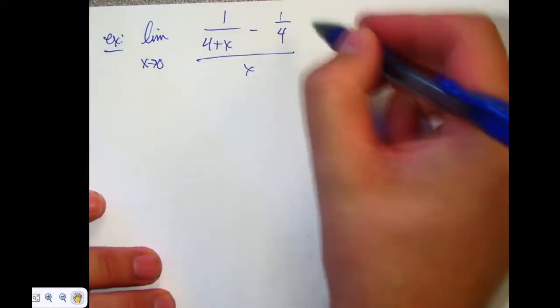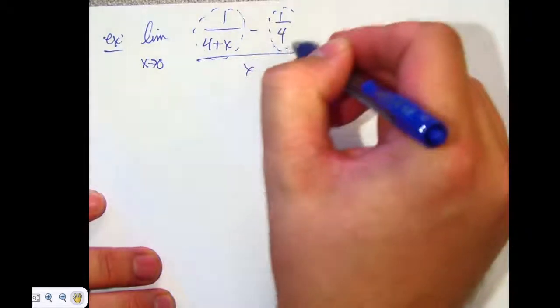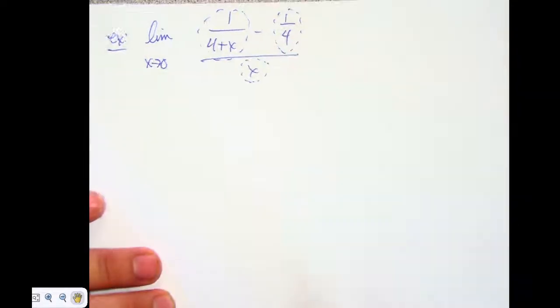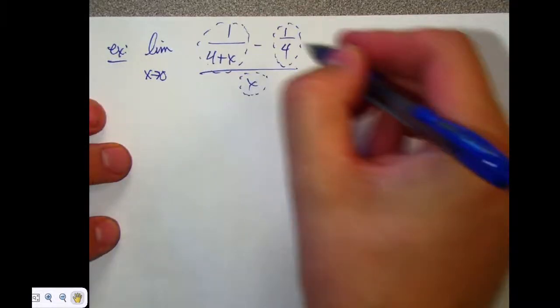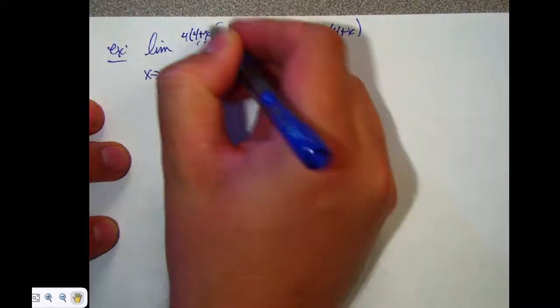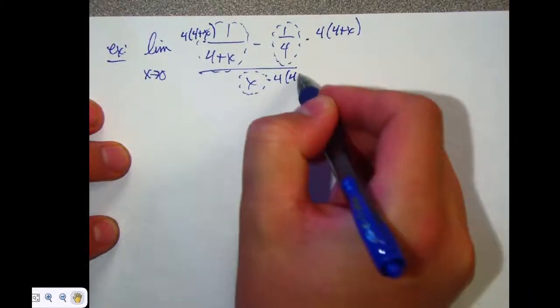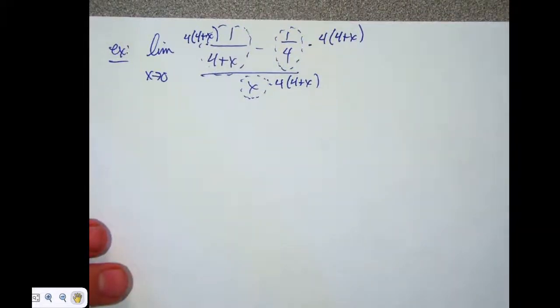So we're going to multiply by, we got 3 terms. We got a term here, we got a term here, we got a term here. We're going to multiply each one of those terms by 4 times 4 plus x. So this gets multiplied by 4 times 4 plus x. This gets multiplied by 4 times 4 plus x. And the bottom gets multiplied by 4 times 4 plus x. Do you see where I'm getting the 4 times 4 plus x from? So we're just being fair to all 3 things. Multiply all 3 of them by that.